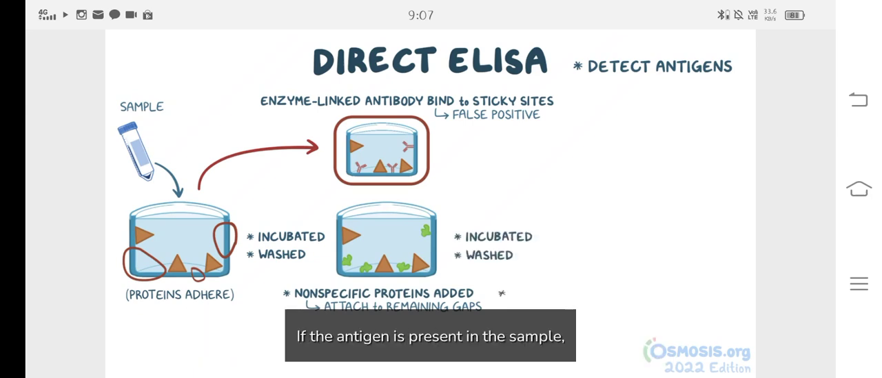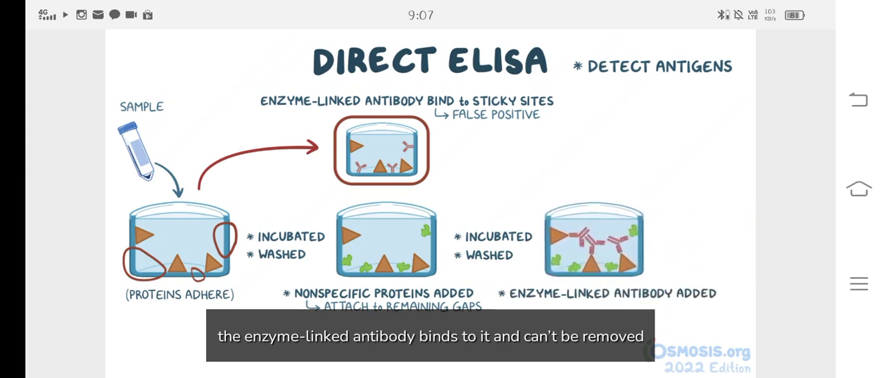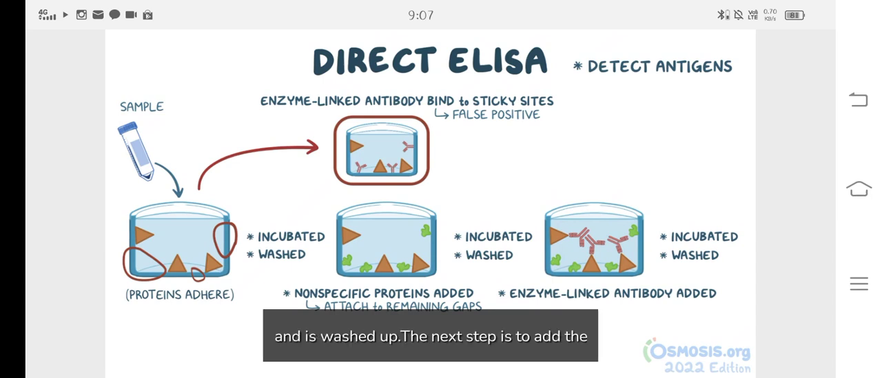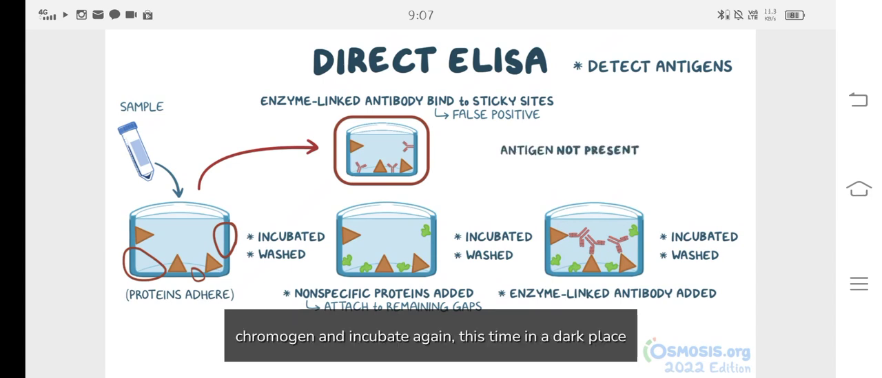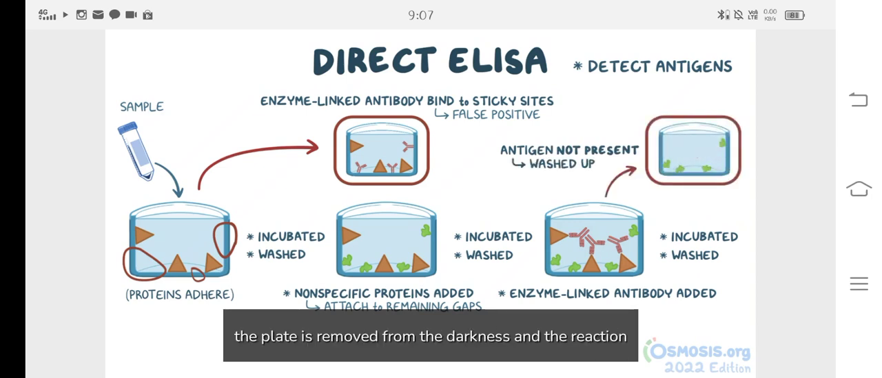Next, the solution with the enzyme-linked antibody specific to the searched antigen is added, incubated, and then washed again. If the antigen is present in the sample, the enzyme-linked antibody binds to it and can't be removed by washing. However, if the antigen isn't in the sample, the enzyme-linked antibody has nothing to attach to and is washed up.